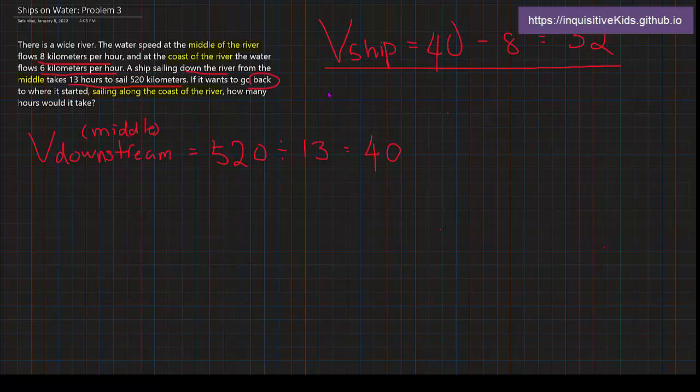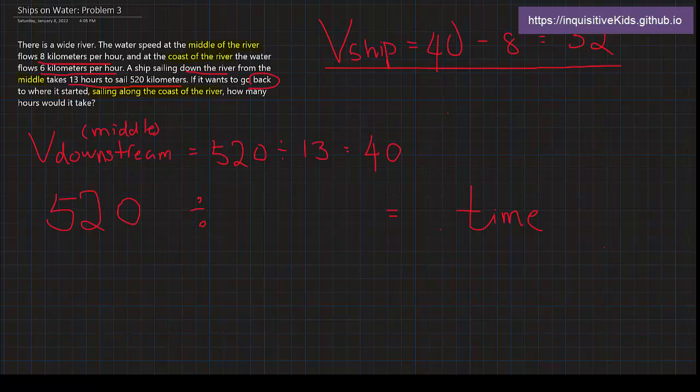So now we're trying to find, if first we are going along the coast of the river, how long will it take? So this isn't asking for the velocity of anything, it is just asking for the time. So we know that the total is 520 kilometers. And in order to find the time, we need to find the upstream speed along the coast of the river.